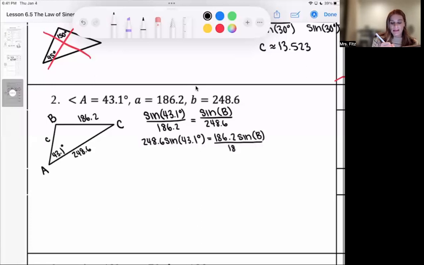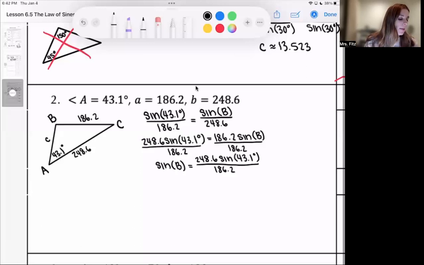Divide by 186.2. And we're going to leave this inexact. So sine of b equals 248.6 times sine of 43.1 degrees over 186.2. Okay, so if you were to punch that into a calculator, you get approximately 0.912, which is within the range of sine.